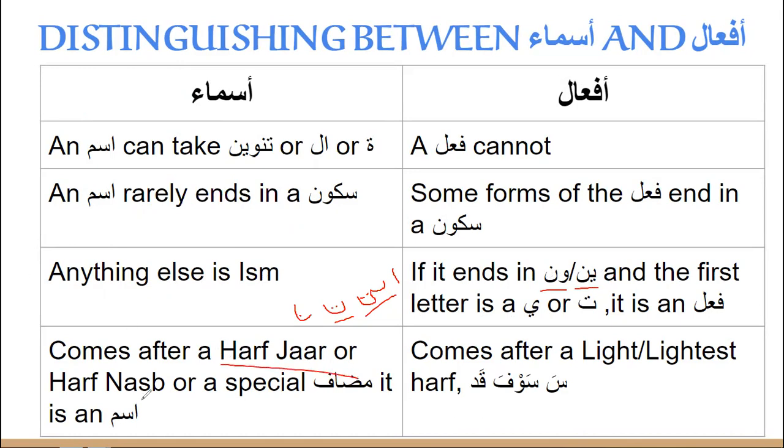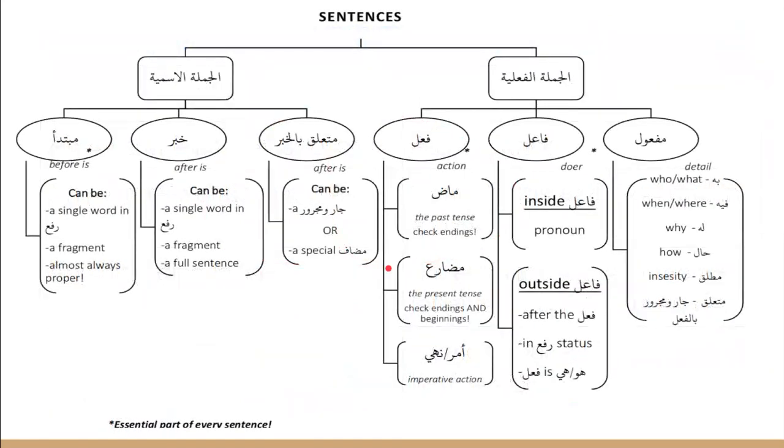If you find harf jar or harf nasab or special mudaf, then that's definitely going to be an ism. And if you find sa, sawfa, and qad, after that the thing that comes will be a fa'il. Sa means soon, sawfa means soon, qad means already. Those things come, then that's a fa'il. This chart is also in your book, so you can find it there too. I already uploaded so many charts and figures on your resource link. You can find it there.